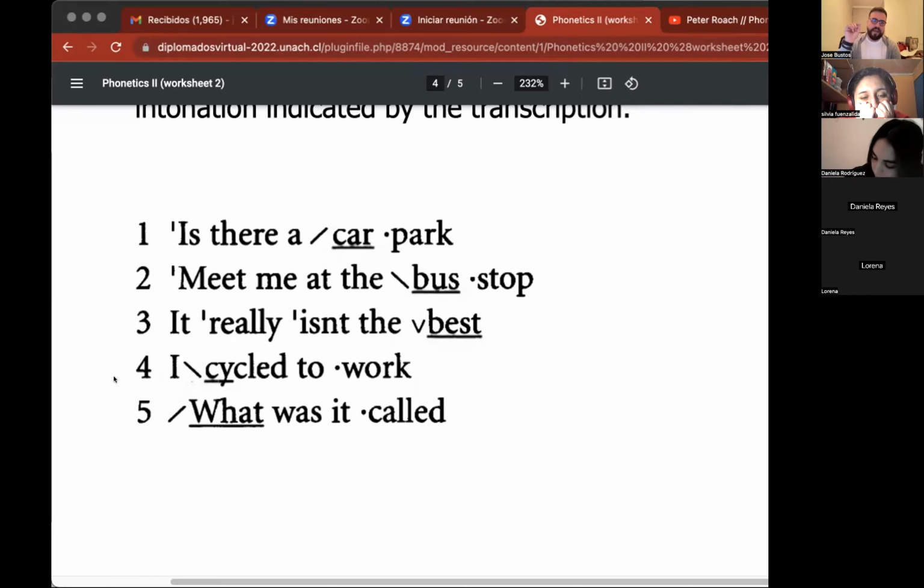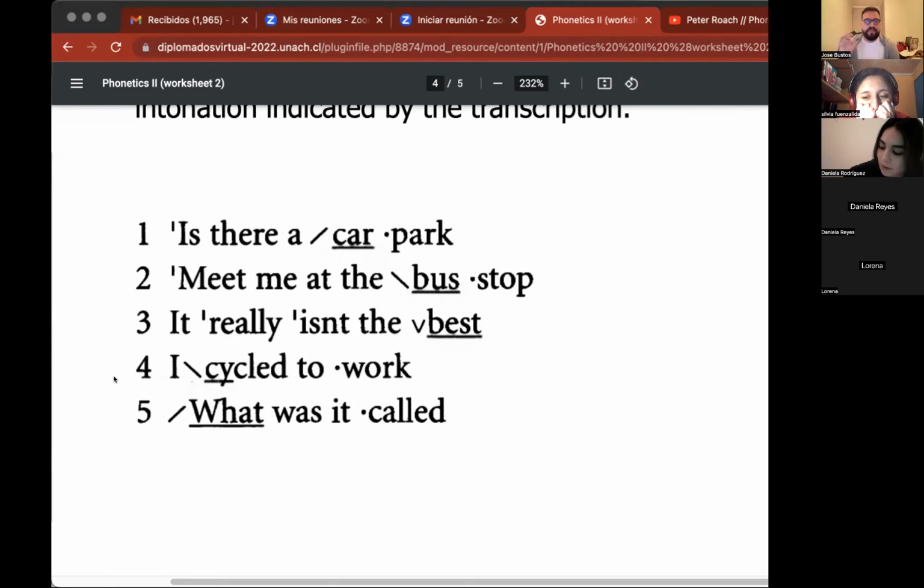Number 4. I cycle to work. Again, the level, sorry, the tone of the tonic syllable. It would be different if I say it with another stress. If I change it, of course, the tonic syllable would be another one.